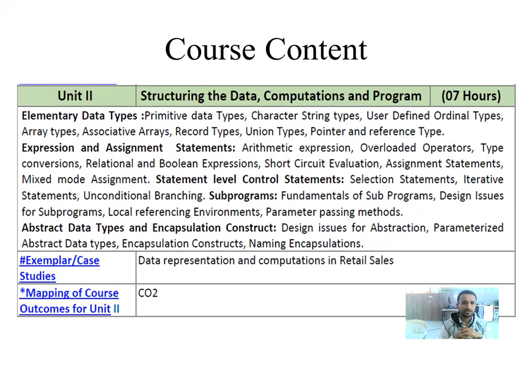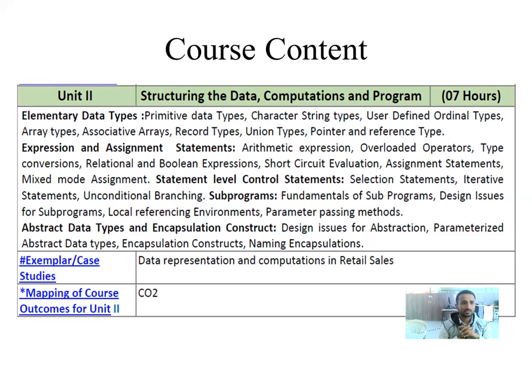Then control statements are also there. Subprograms we know, right? So all these parts that we already discussed with respect to C++, now we are going to discuss with respect to your Java programming language.